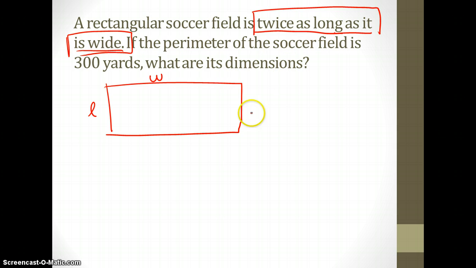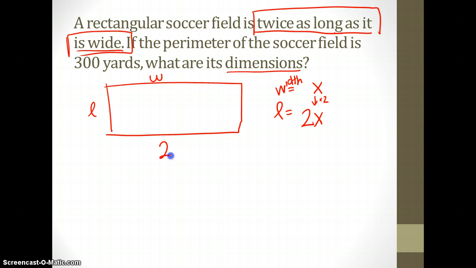So what don't I know? This one's a little bit trickier. What are its dimensions? I don't know its width and I don't know its length. Let's say I'm going to set, though, I need to pick a variable. Let's say I say the width is equal to x. Then what's the length equal to? Well, it says it's twice as long as it is wide. If the width is x, then the length must be 2x.